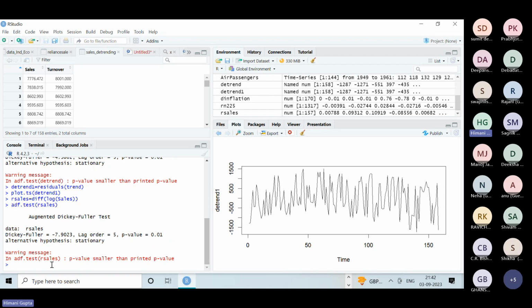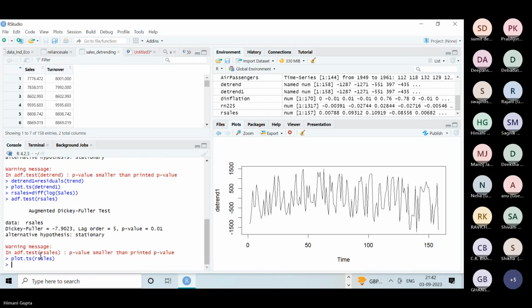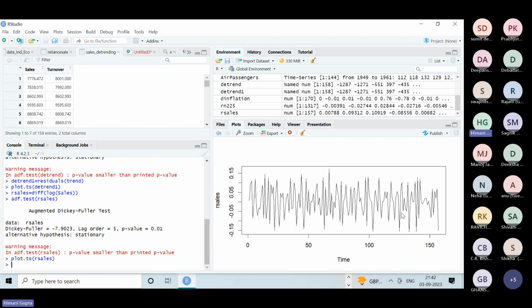And if I plot it, plot.ts and R sales, you can see your diagram. Your data is stationary. Even the trend is removed. Why? If you are using log difference also, your trend is removed, because when I take the log difference, I cannot determine the trend. You just draw a straight line. Your mean will be constant.